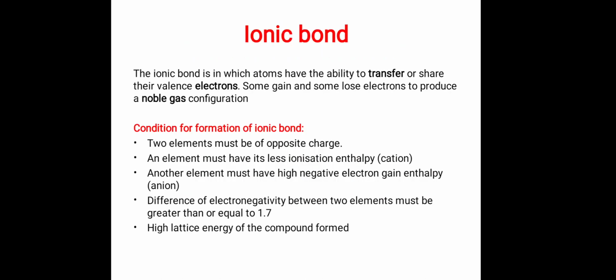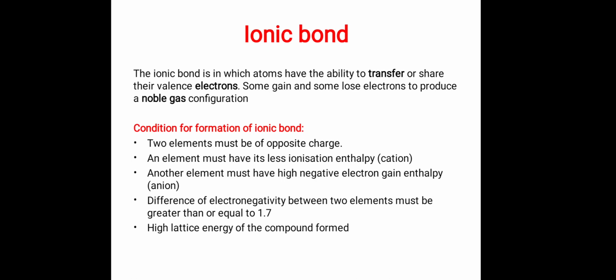In this video, we are going to discuss ionic bonding, covalent bonding, and various acid-base concepts. Ionic bonding: the ionic bond is one in which atoms have the ability to transfer or share their valence electron, or otherwise called complete transfer of electron from one atom to another atom.